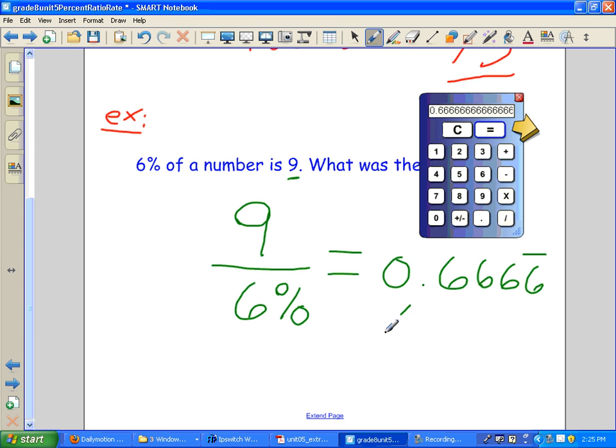And then I'm going to need to times that by 100 because 0.6 repeating is just 1% of my number. So times it by 100, and the answer is 66.66 and I guess you could say repeating. Okay, so that's the easiest way to go through it.